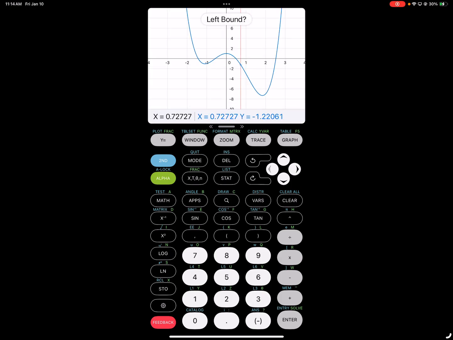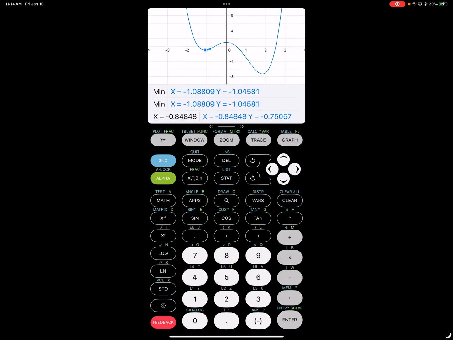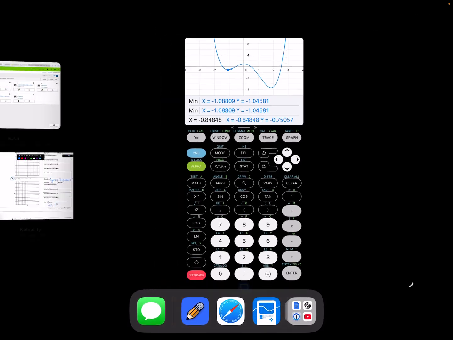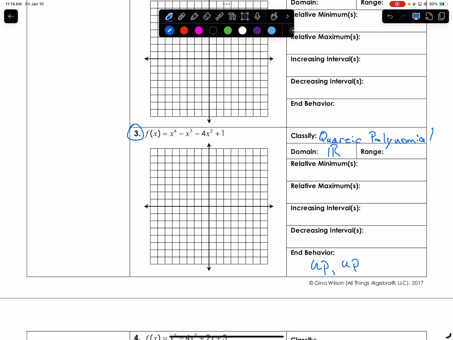I go on the left side of that first low point. Then I hit enter, and then I move it to the right side of that first low point. And I should get negative 1.1, negative 1.0. And I'm going to draw it over here, but I want to write it here as well. Minimum, negative 1.1, negative 1.0.